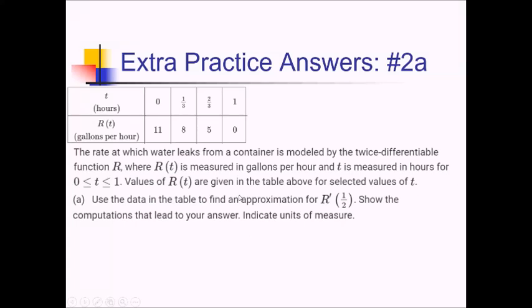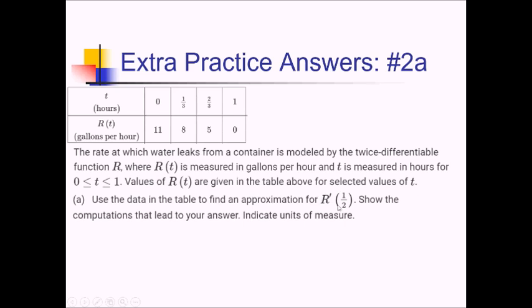On this free response problem, the rate at which water is leaking from a container is modeled by a twice differentiable function r, and r of t is gallons per hour. And let's see here, they're giving us some values for r of t between 0 and 1 in this table up here. So the first task is just to use the data in that table to figure out an approximation for r prime of 1/2.